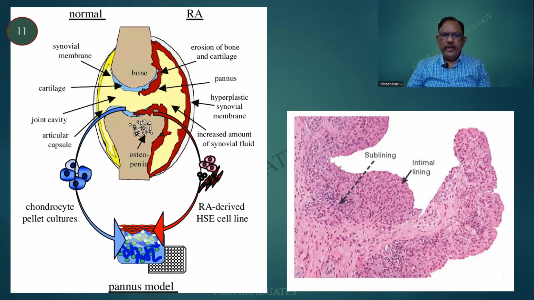There is a hyperplasia of the synovial membrane. And here it is encroaching into the joint space. That is where we find a fibrinoid degeneration, granulation tissue, and sometimes there can be a fusion. All these constitute what is called a pannus.